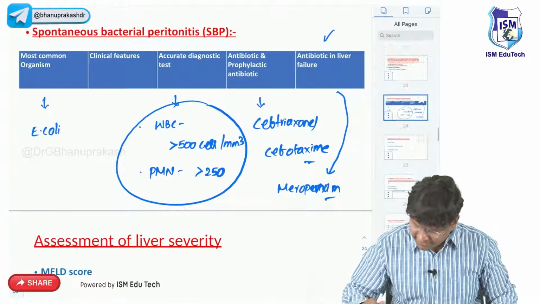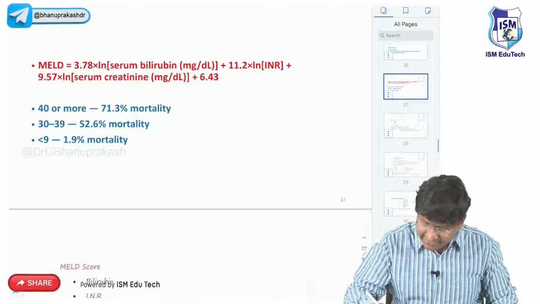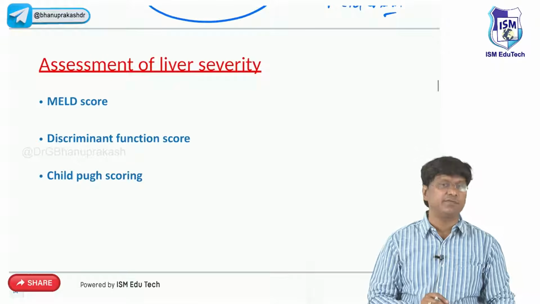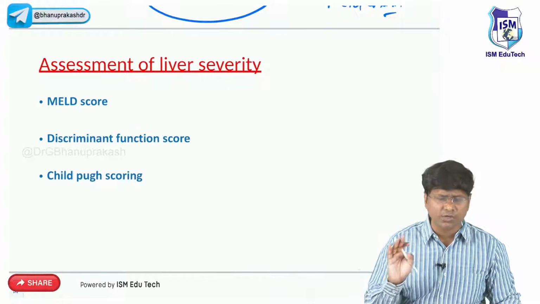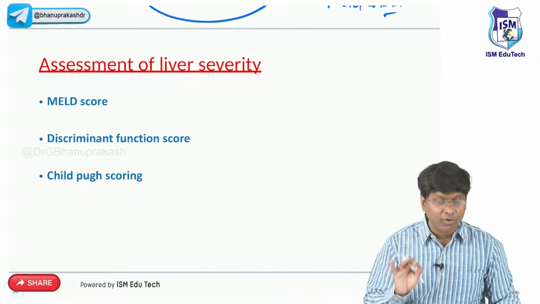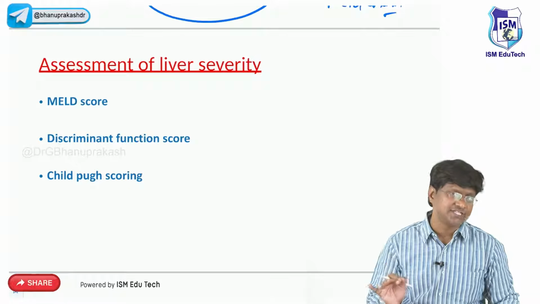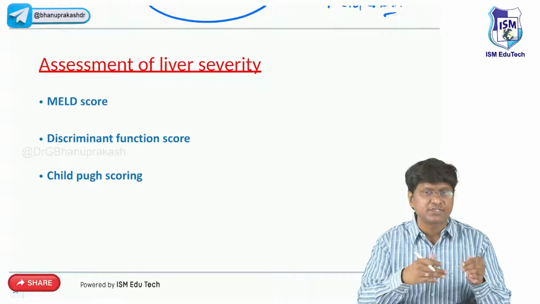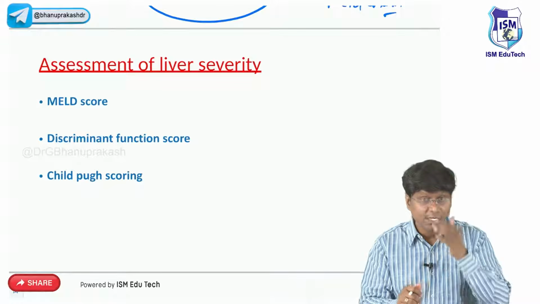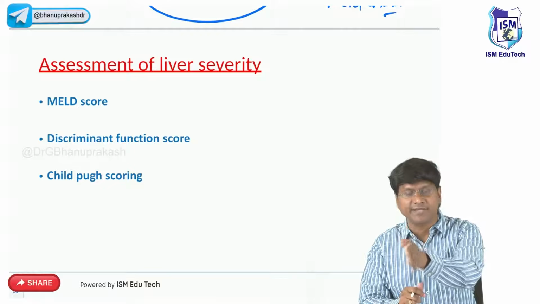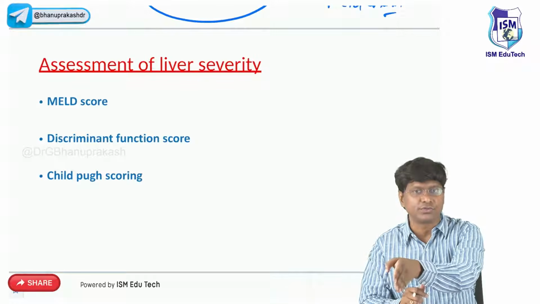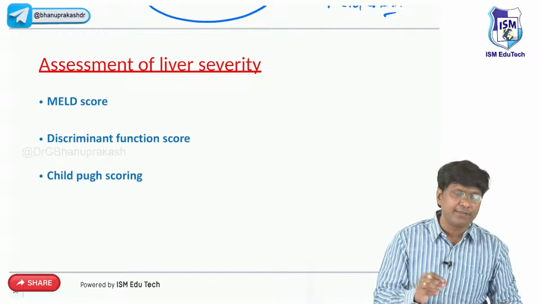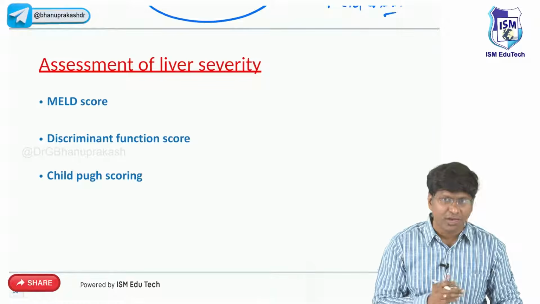One of the very important areas where questions are frequently asked is the assessment of liver severity, that is the MELD score. Many times a question is asked: what is the DF score and what is the Child-Pugh score? What they will ask you is the parameters or variables which are included in the score, right? Which among the following is not a variable or clinical parameter for the MELD score? Which among these is not part of the Child-Pugh score? What is required for calculation of the DF score? All that we will discuss now.